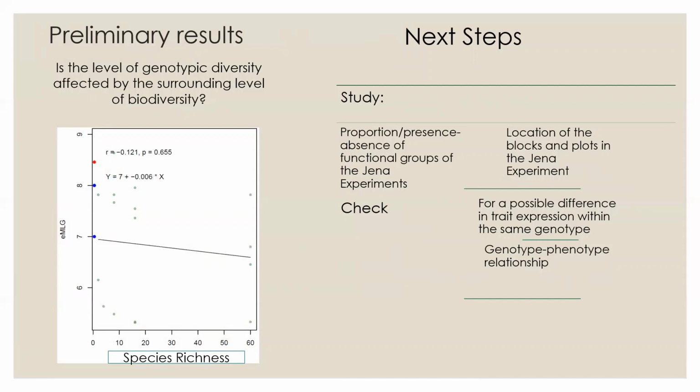So the next steps are to study if there is an effect of the proportion of the presence or absence of some functional groups in the Jena Experiment, and if there is also an effect of the location of the blocks and the plots in the Jena Experiment, how close they are, and if this distance has an effect. We will also then check for a possible difference in trait expression within the genotype, so if a genotype can give some different phenotypes. And so we will then again focus on this relationship.